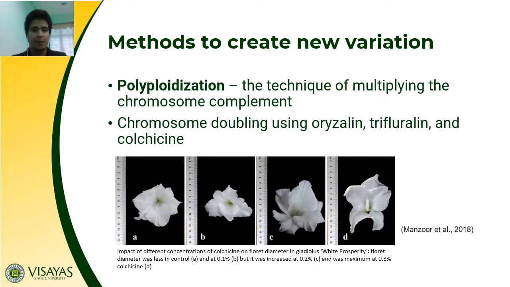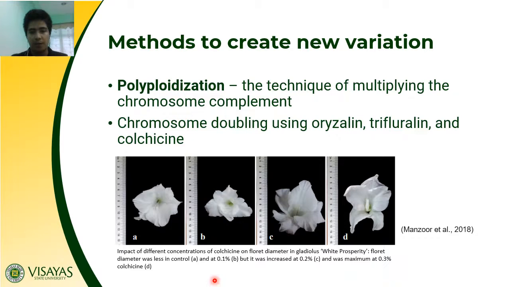Polyploidization is another method to create new variation in plants. Polyploidization is actually the technique of multiplying the chromosome complements in a cell. The chemicals used to induce mutation can also be used to induce chromosome doubling, such as oryzalin, trifluralin, and colchicine. In fact, colchicine has been used to improve the quality traits in many ornamental species, say for example, gladiolus.